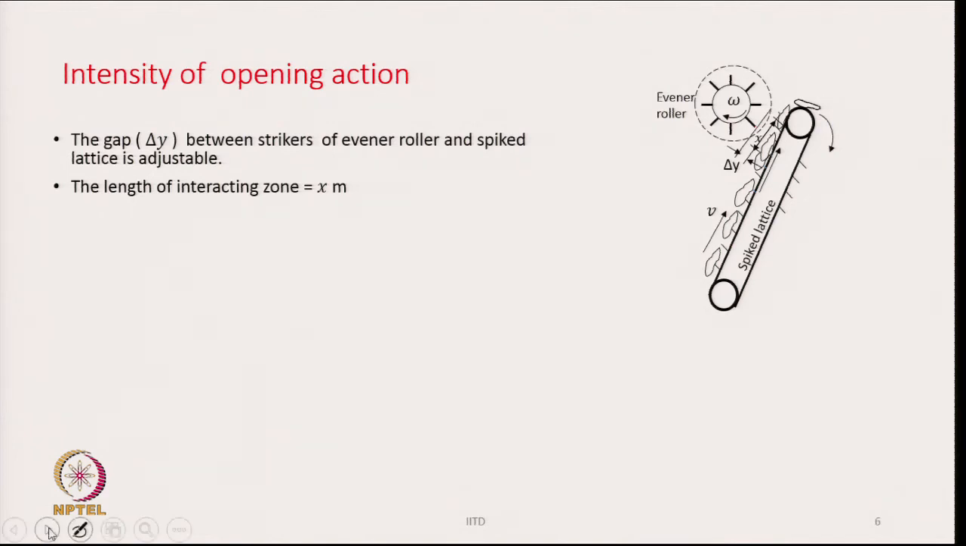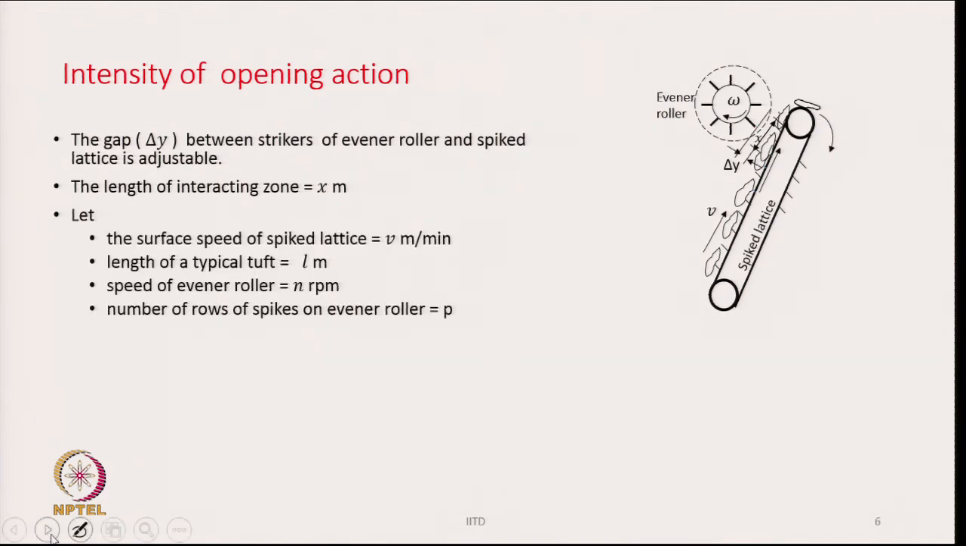And what we see here is that there is a certain gap between the teeth of the Ebenard roller spikes and the spikes of the spike lattice, and let us say that gap is delta y. The length of the interacting zone, let us say as shown in the diagram, is x. Let us say this is the value x.